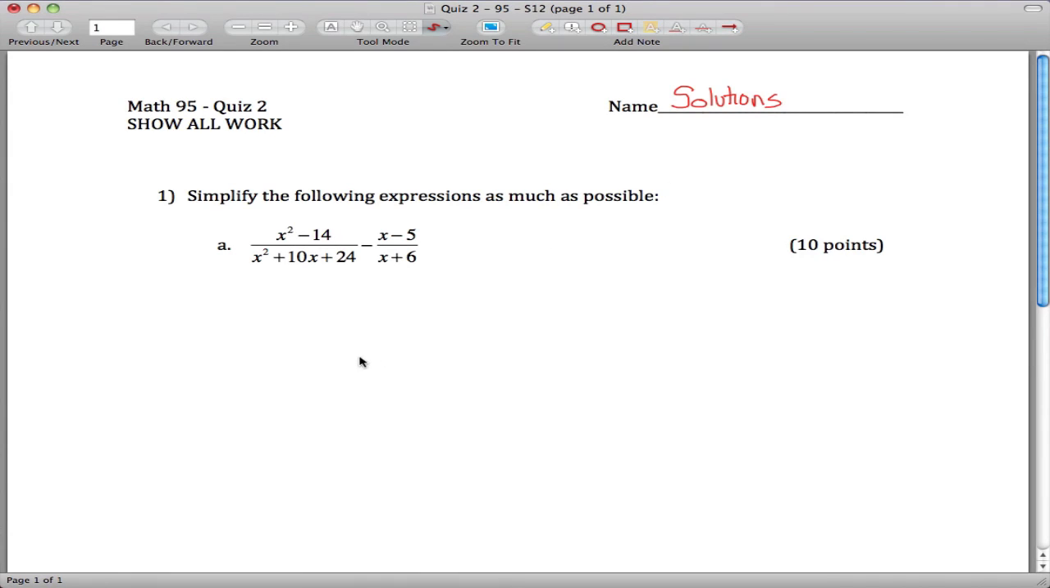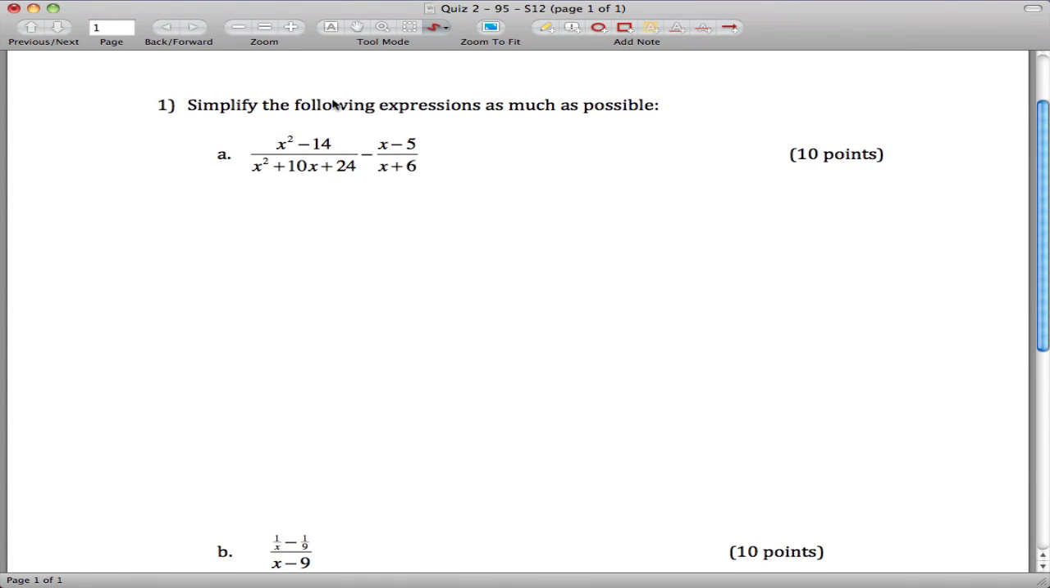Alright, here are solutions to quiz 2 for Math 95. We're asked to simplify this rational expression as much as possible. Kind of like the first quiz, except now the denominators are different here, so it's a little bit more difficult.